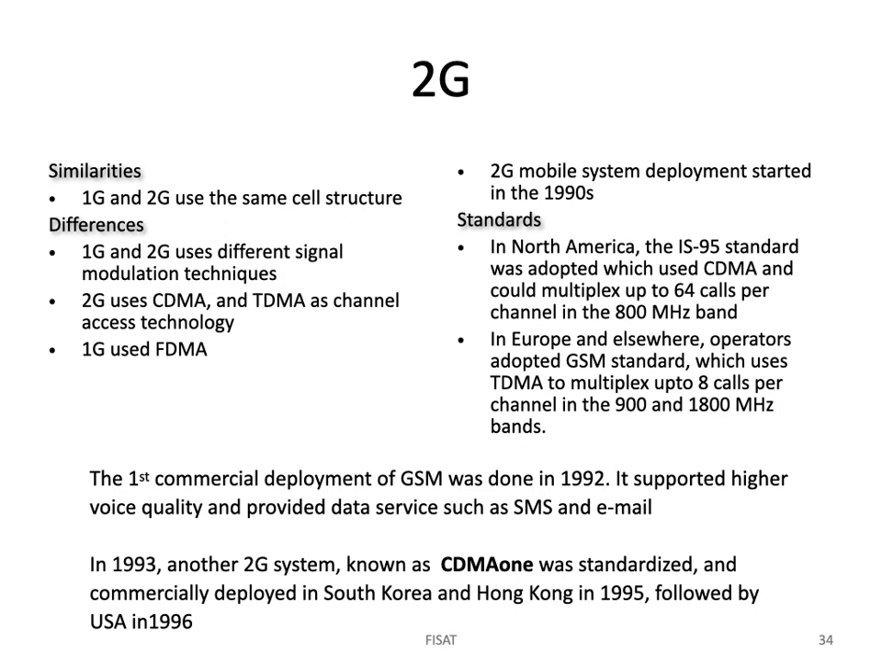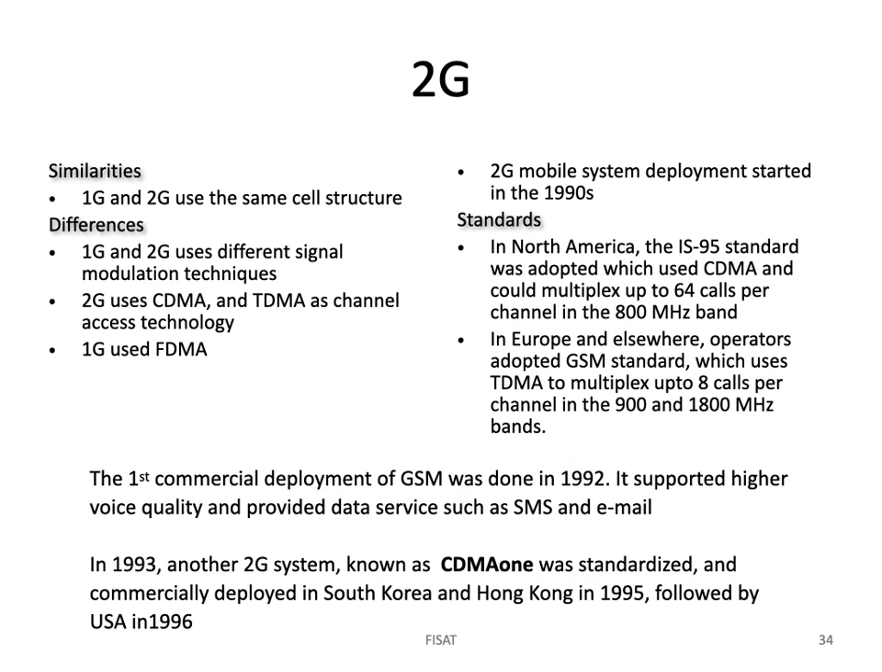Here, some similarities and differences between 1G and 2G are specified. Similarities: 1G and 2G use the same cell structure. There are many differences. 1G and 2G use different signal modulation techniques. 2G uses CDMA and TDMA as channel access technology, while 1G used FDMA, that is frequency division multiple access. 2G uses code division multiple access and time division multiple access as channel access technology. 2G mobile system deployment started in the 1990s.